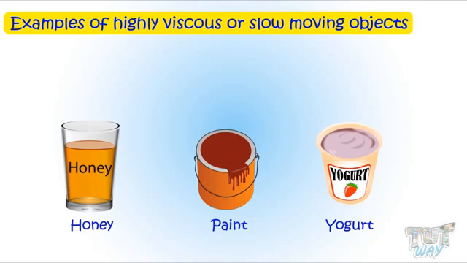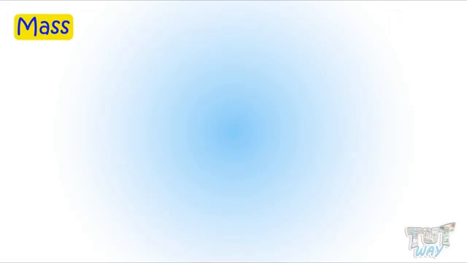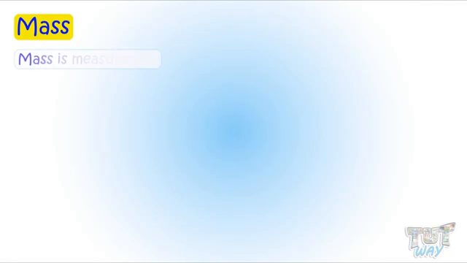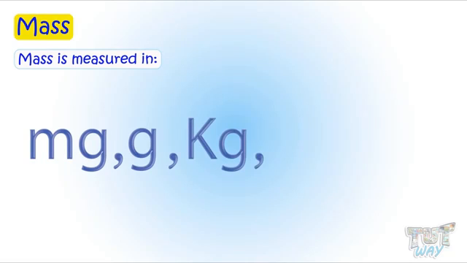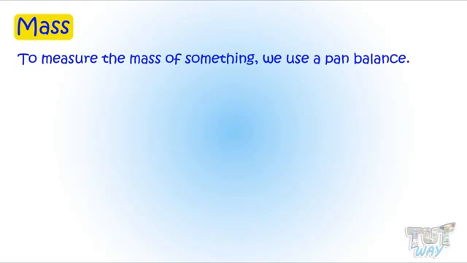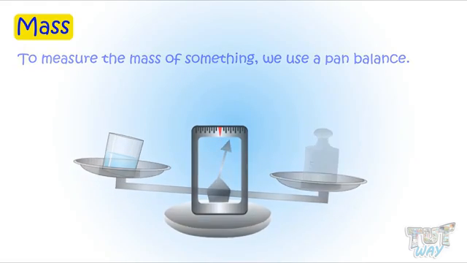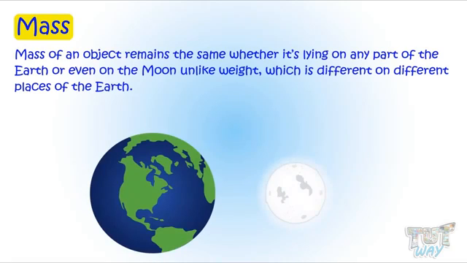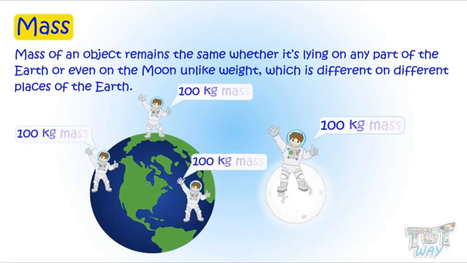Now, let's learn another property. Mass. It is a measure of amount of matter in an object. Mass is measured in milligrams, grams, kg, and tons. To measure mass of something, we use a pan balance. Mass of an object remains the same, whether it's lying on any part of the earth or even the moon, unlike weight, which is different on different places of earth.